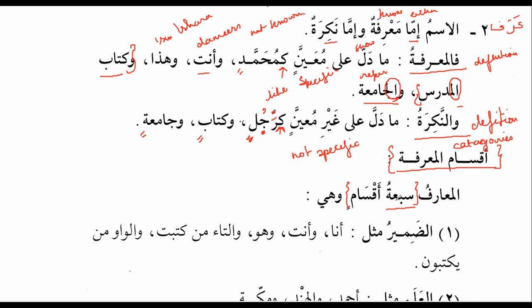That means idafa. So this is mudaf and this is mudaf ilayh, and the counted noun is here, ma'dud. Aqsam is always in plural form. So here now let's see the 7 categories of the marifa noun. Let's see what are they.